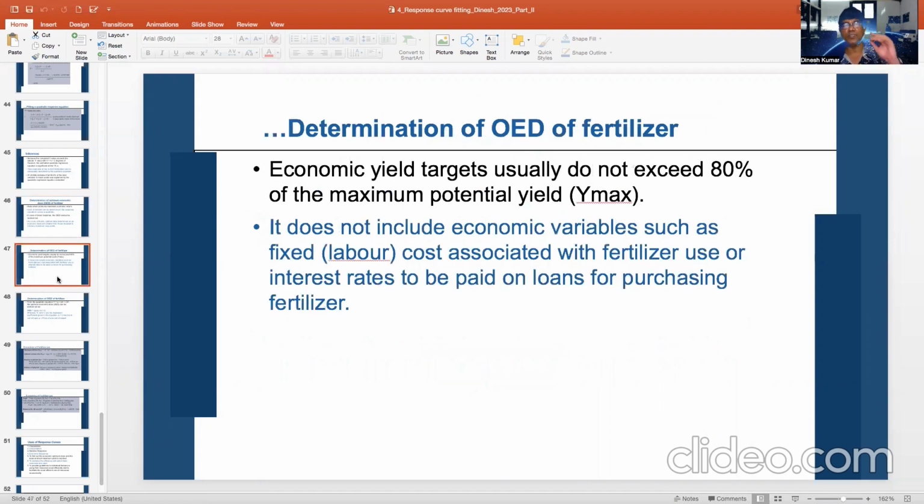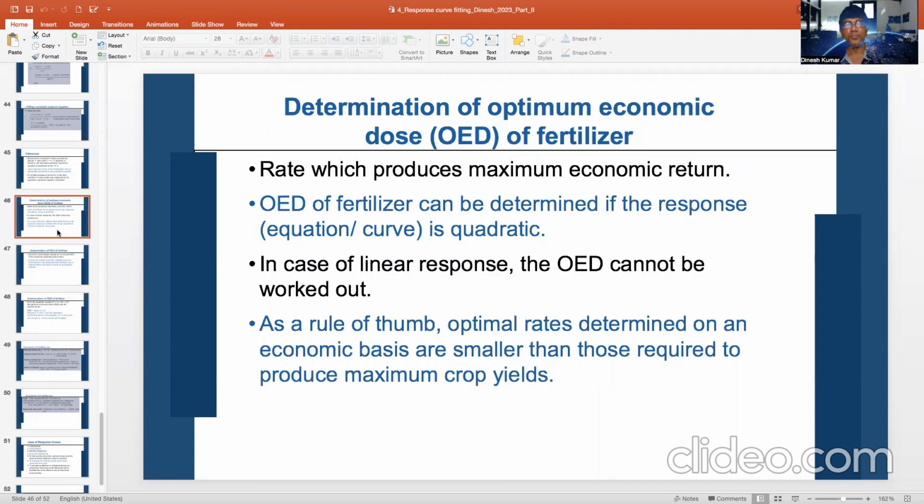Now, one usefulness I show you is in the determination of the optimum economic dose of the fertilizer. So what is the optimum economic dose of fertilizer? It is the rate which produces maximum economic return, where you get maximum money from the unit of input, the money invested on the fertilizer. The optimum economic dose of fertilizer can be determined if the response is quadratic. Only in case of a quadratic response can you determine the optimum economic dose. You cannot do so if your relationship is linear. In case of a linear response, OED cannot be worked out.